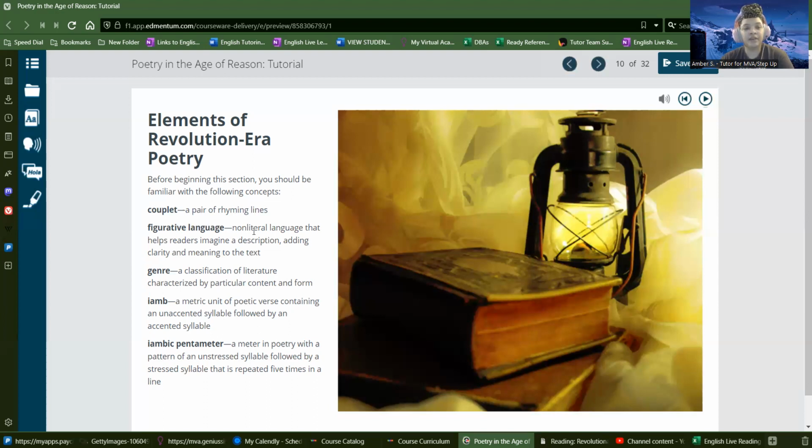And there are other types of word tricks, literary tricks that you're going to learn in these upcoming English classes. And usually, if you're dressing anything up, it's figurative language. This next one is genre. So genre is a classification of literature characterized by particular content and form.